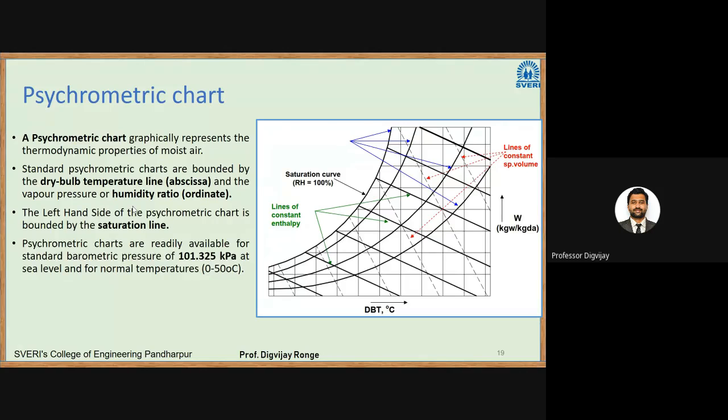All those properties will be provided by the software. So this is in the modern age. Previously they were used to refer to the paper psychrometric chart. Okay, so I will read it one by one.